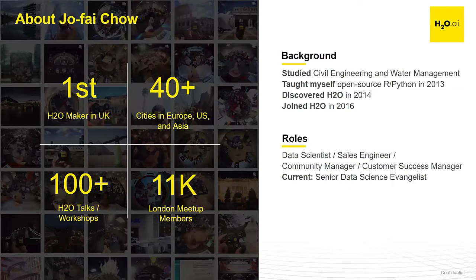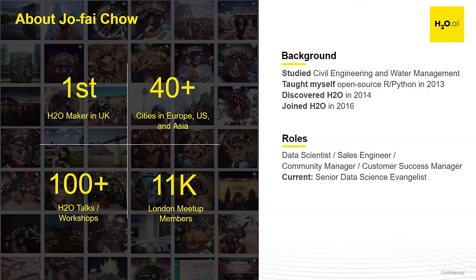So we want to talk about big data, but before we talk about big data, let me give you some of my own data. So this is me in numbers. I'm the first H2O maker in the UK. Over the last 4.5 years, I've been traveling around and trying to promote H2O, and I gave H2O talks and workshops more than I could remember. So I would say 100 times or more. And I've been doing that in over 40 cities around the world, in Europe, in the US, and Asia. I also manage some H2O meetup groups. Especially those in Europe, the one in London is my biggest group with 11,000 members. So these are my numbers.